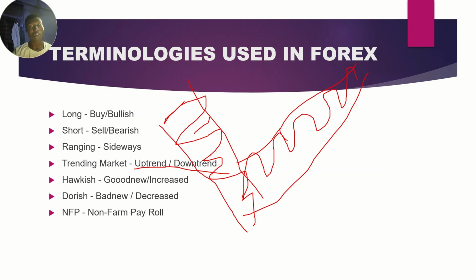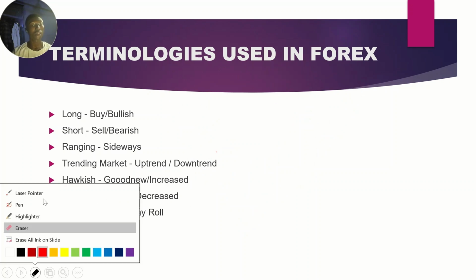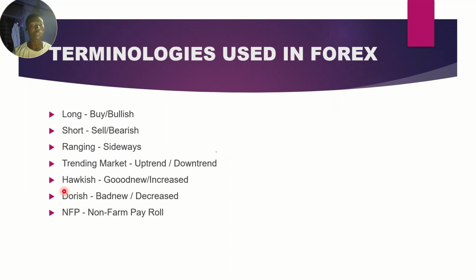So this downtrend, and then we have uptrend over here, and then we have hawkish. Hawkish means good news or increase in the market. As we progress, you got to know more. That is for fundamentals. Those who trade fundamentals know much about this thing. Hawkish, yeah, they know much about that. And then we have dovish, which is bad news. And then the last one is NFP, non-farm payroll.